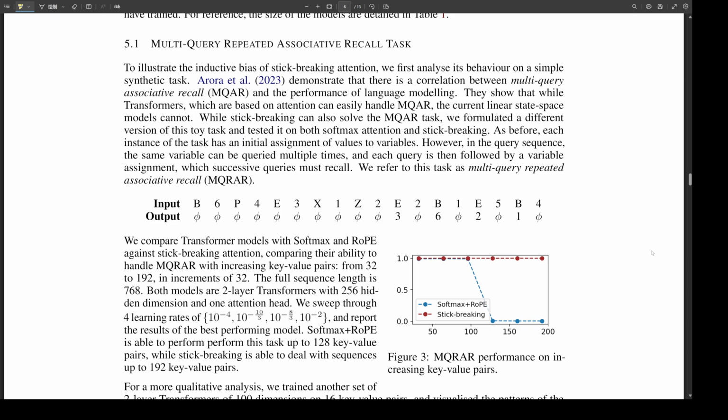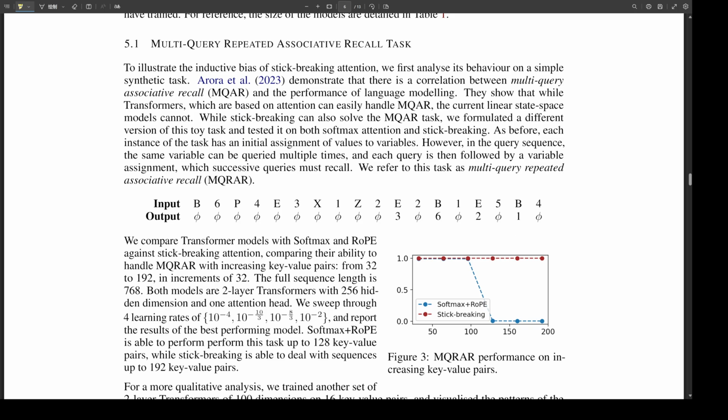Yes, they wanted to see how stick-breaking attention behaves in different settings. They even designed a task called the multi-query repeated associative recall problem. Okay, that's a mouthful. Can we just call it the memory match game? Sure, memory match it is. Imagine a game where the AI has to remember which value was assigned to a variable last, even when the same variable appears multiple times with different values.